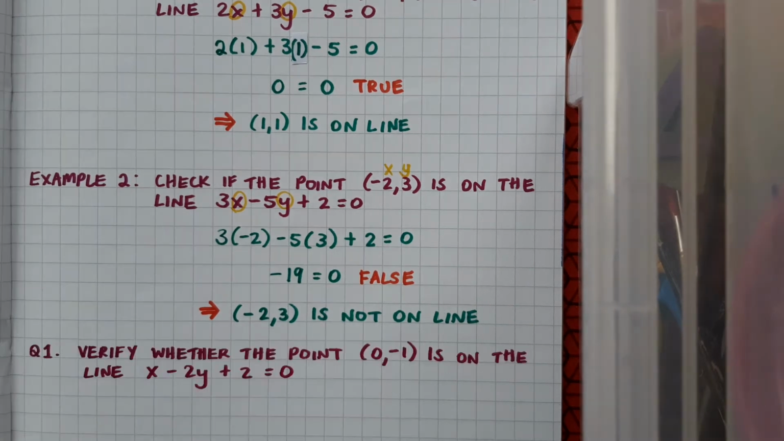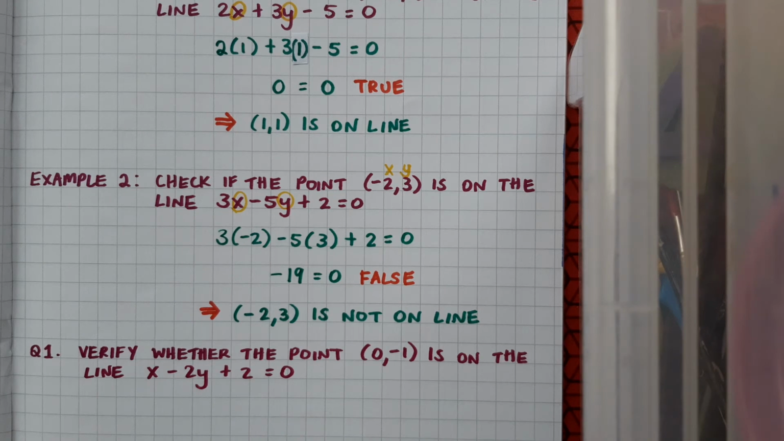Okay, so now a question for you. Verify whether the point (0, -1) is on the line x - 2y + 2 = 0. Pause the video here while you go about this and then play to see if you're correct. Don't forget to give your concluding line at the end of your calculations.